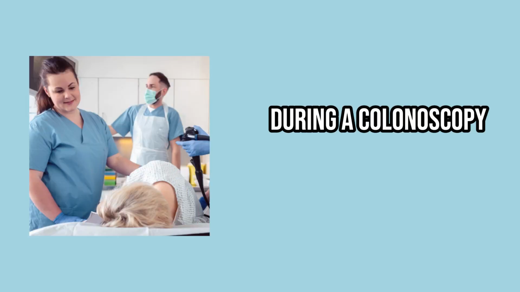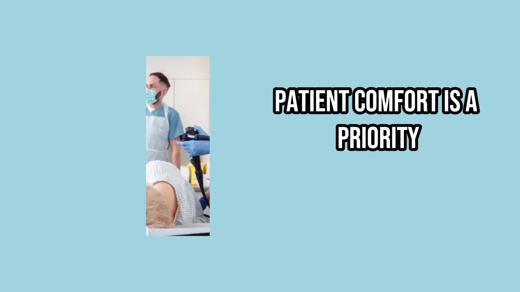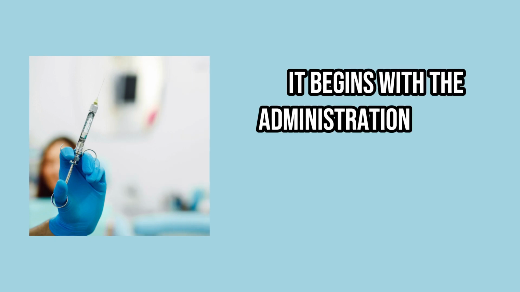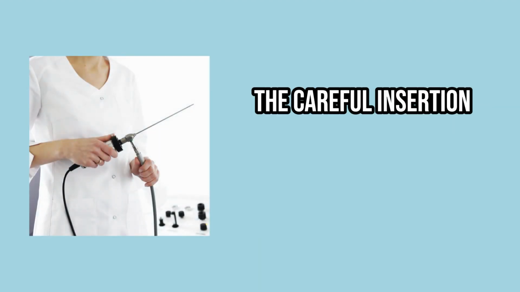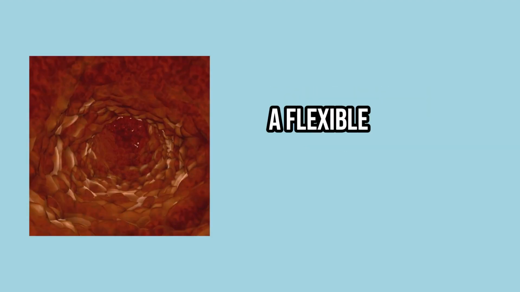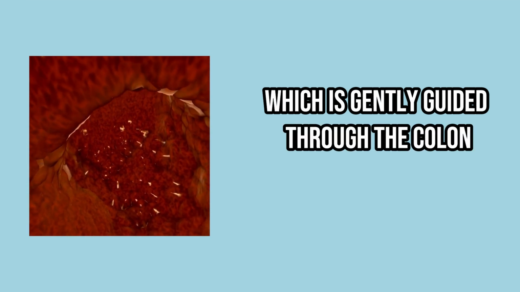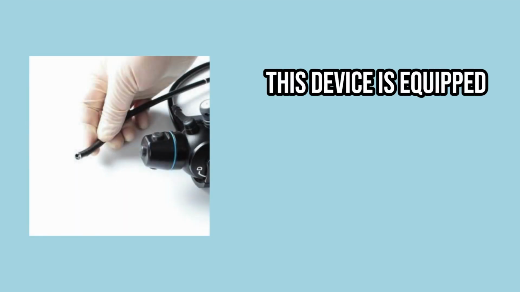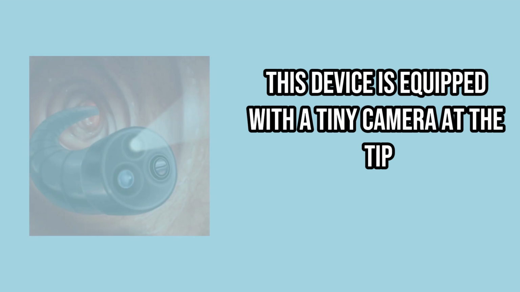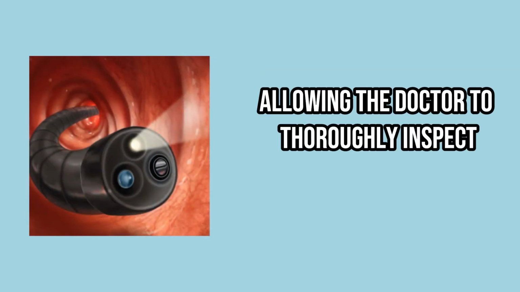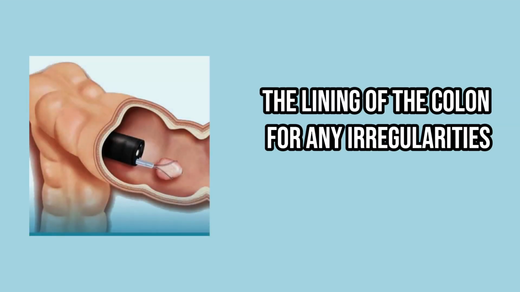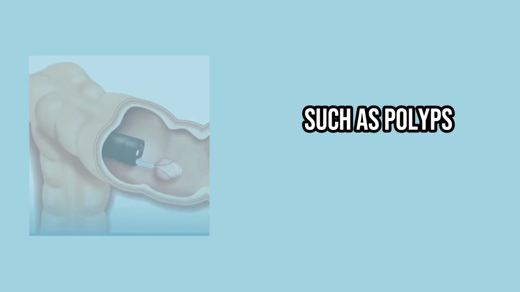During a colonoscopy, patient comfort is a priority. It begins with the administration of light sedation, ensuring a state of relaxation throughout the entire exam. The next step involves the careful insertion of a colonoscope, a flexible instrument, through the rectum, which is gently guided through the colon. This device is equipped with a tiny camera at the tip, allowing the doctor to thoroughly inspect the lining of the colon for any irregularities, such as polyps.